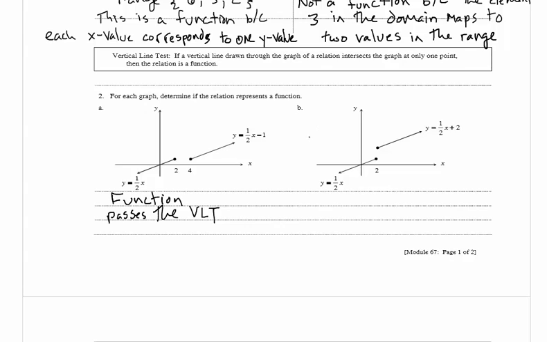In B, we have a line that's represented by y = 1/2 x, and a line that's represented by y = 1/2 x + 2. And here, this is not a function. And it's not a function because if we were to draw a vertical line at x = 2, it would pass through 2 points. So we can say it fails the vertical line test at x = 2.